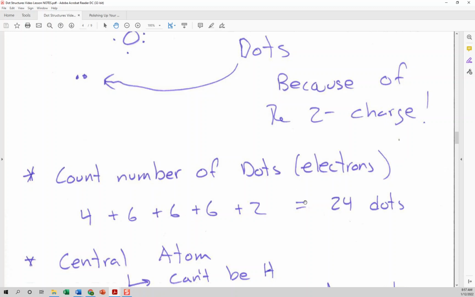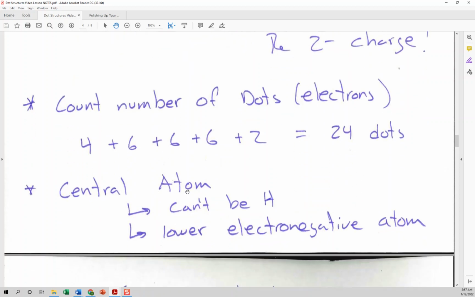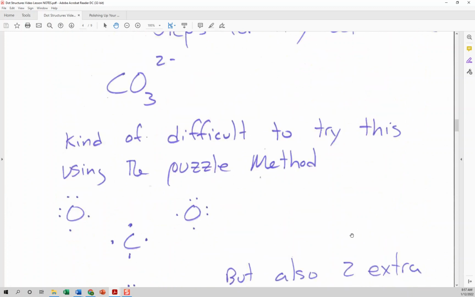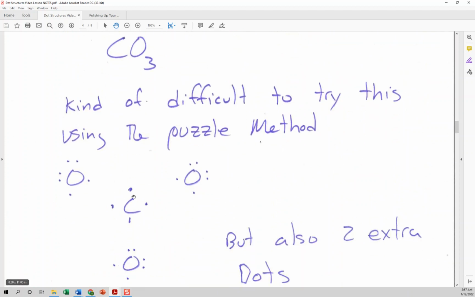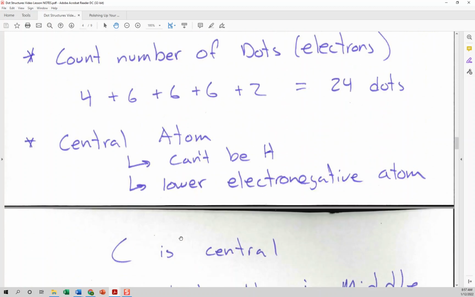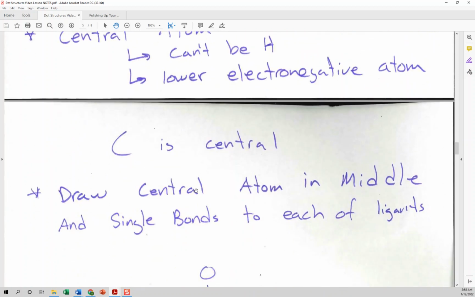So once we count the dots, we got to figure out what's our central atom going to be. So some rules to remember: it can't be hydrogen. Okay. And usually the rule is it's the least electronegative atom in the molecule. So if we go back and remember our electronegativity trend, oxygen is the second most electronegative element, only second to fluorine. So that means carbon, of these 3 puzzle pieces, carbon is the least electronegative. So that's going to be our central atom. Okay. So in this case, carbon is central.